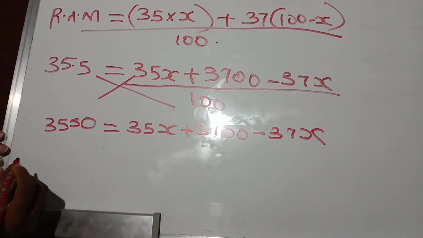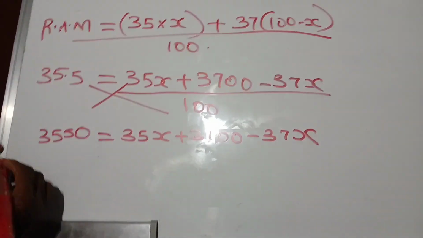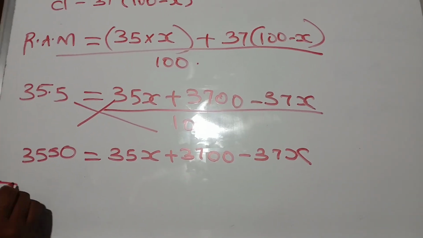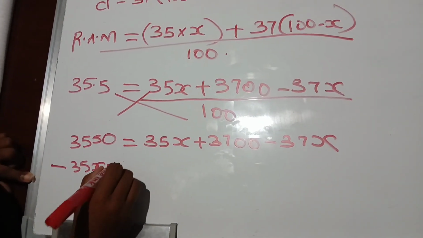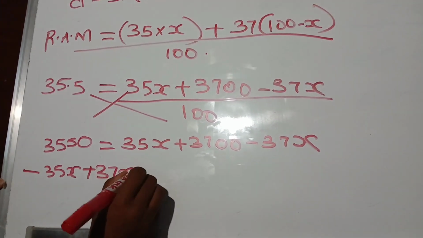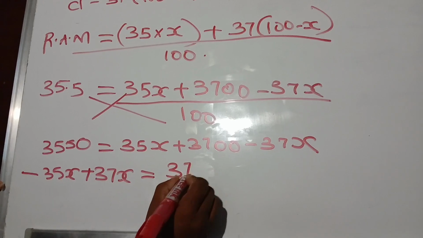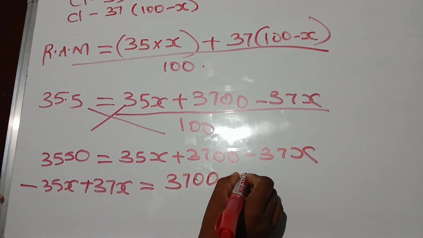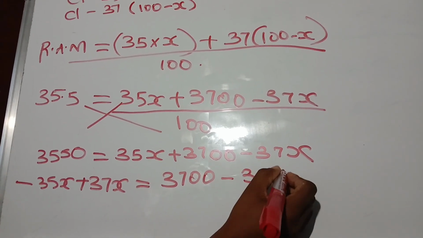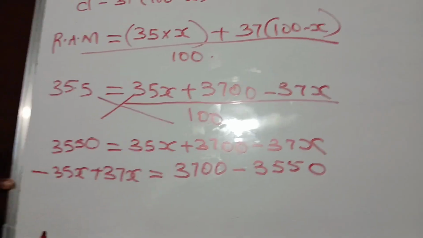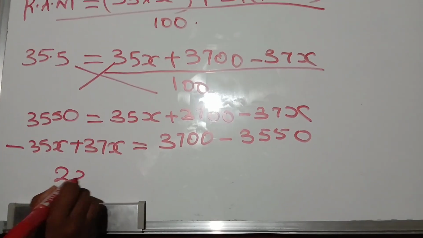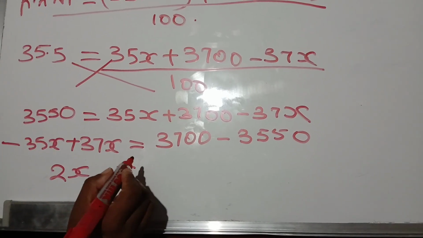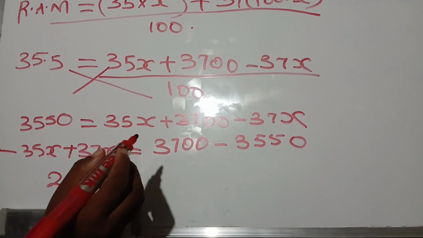Now, like terms together, we can bring the x's on this side. It's going to be minus 35x plus 37x equals 3700 minus 3550. So minus 35x plus 37x is 2x, which equals 3700 minus 3550.